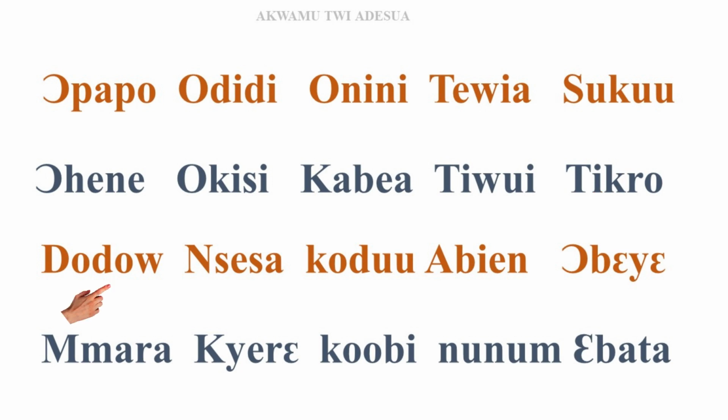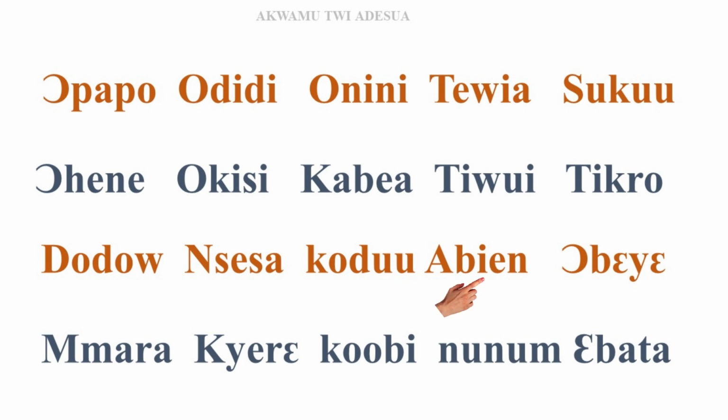Here too we have dodo, which is D, O, D, O, W, dodo. Then insisa. We have insisa. So we have kodu, which is K, O, D, U, U, kodu.